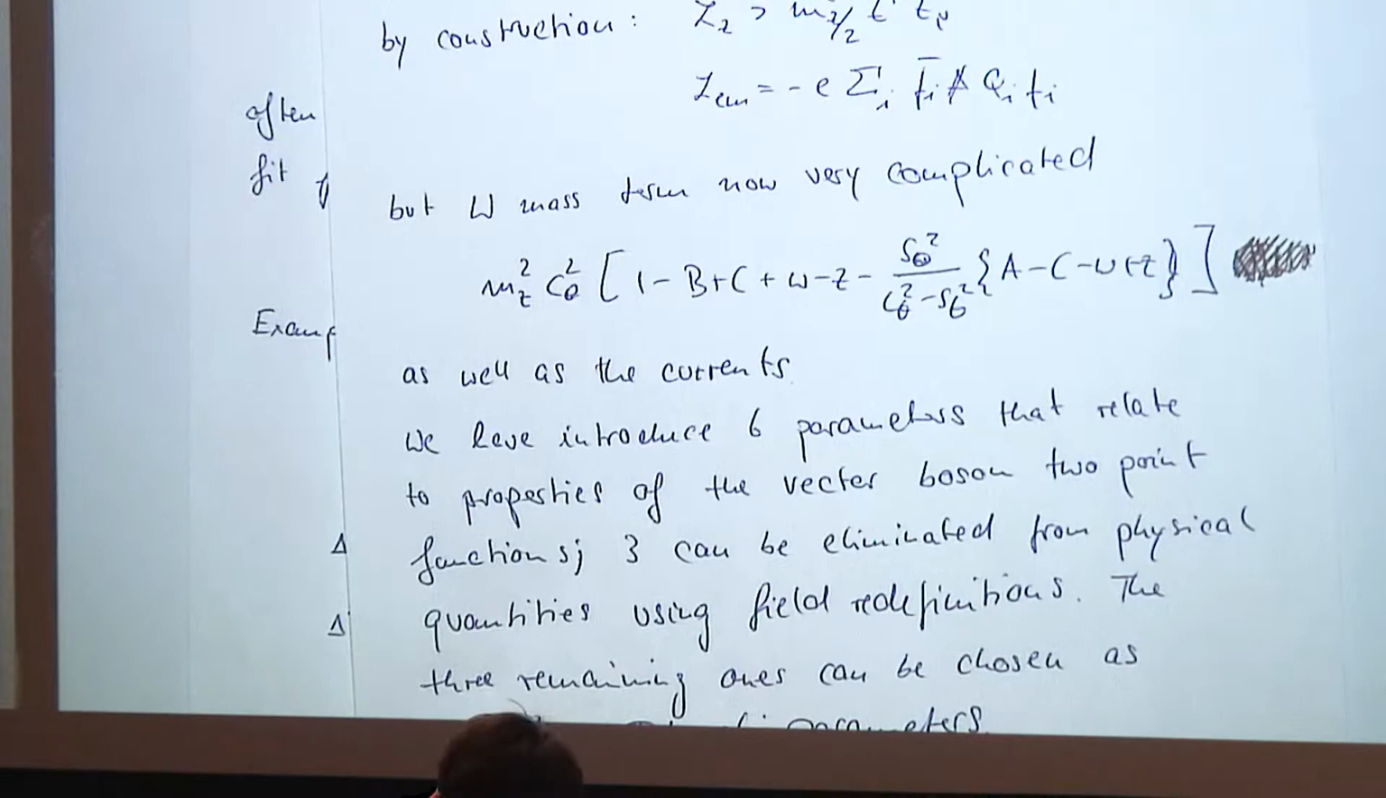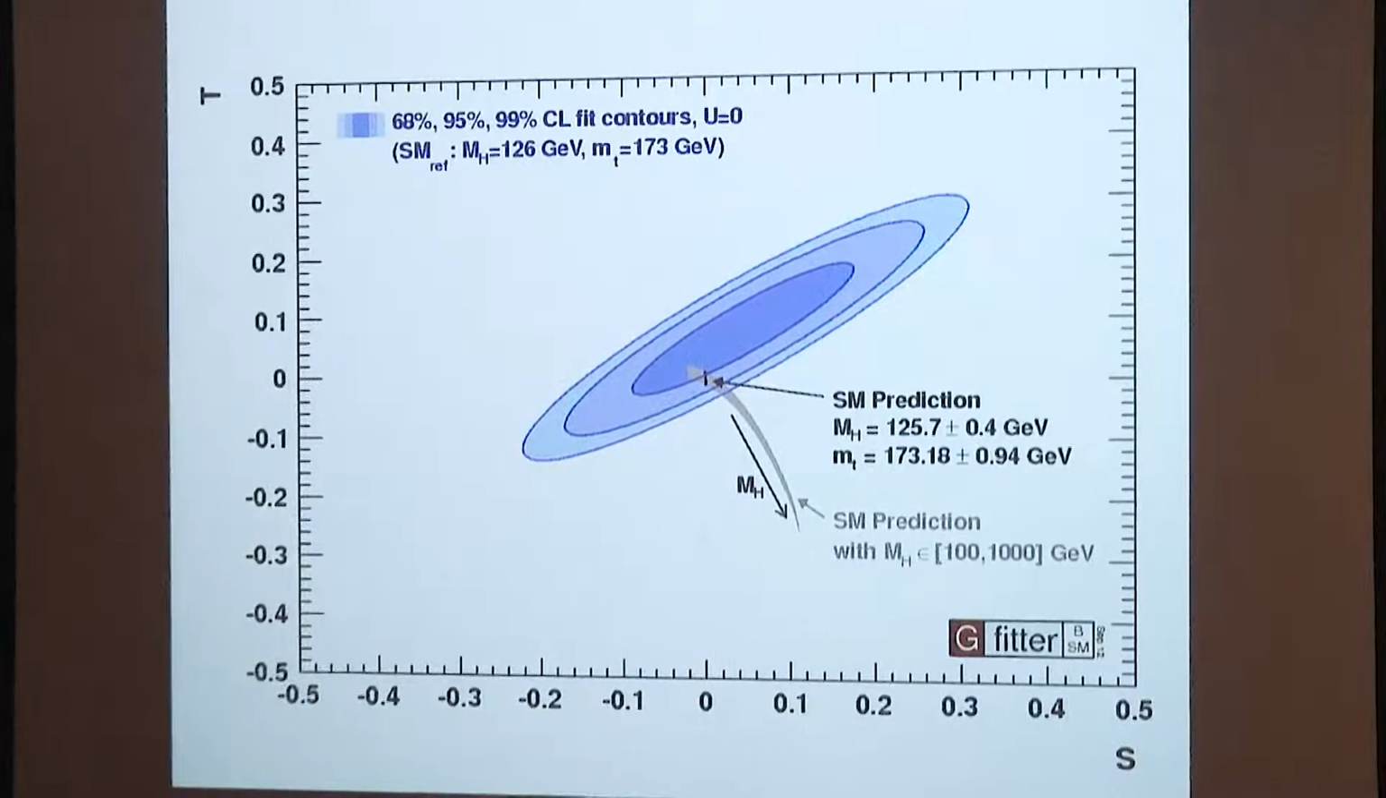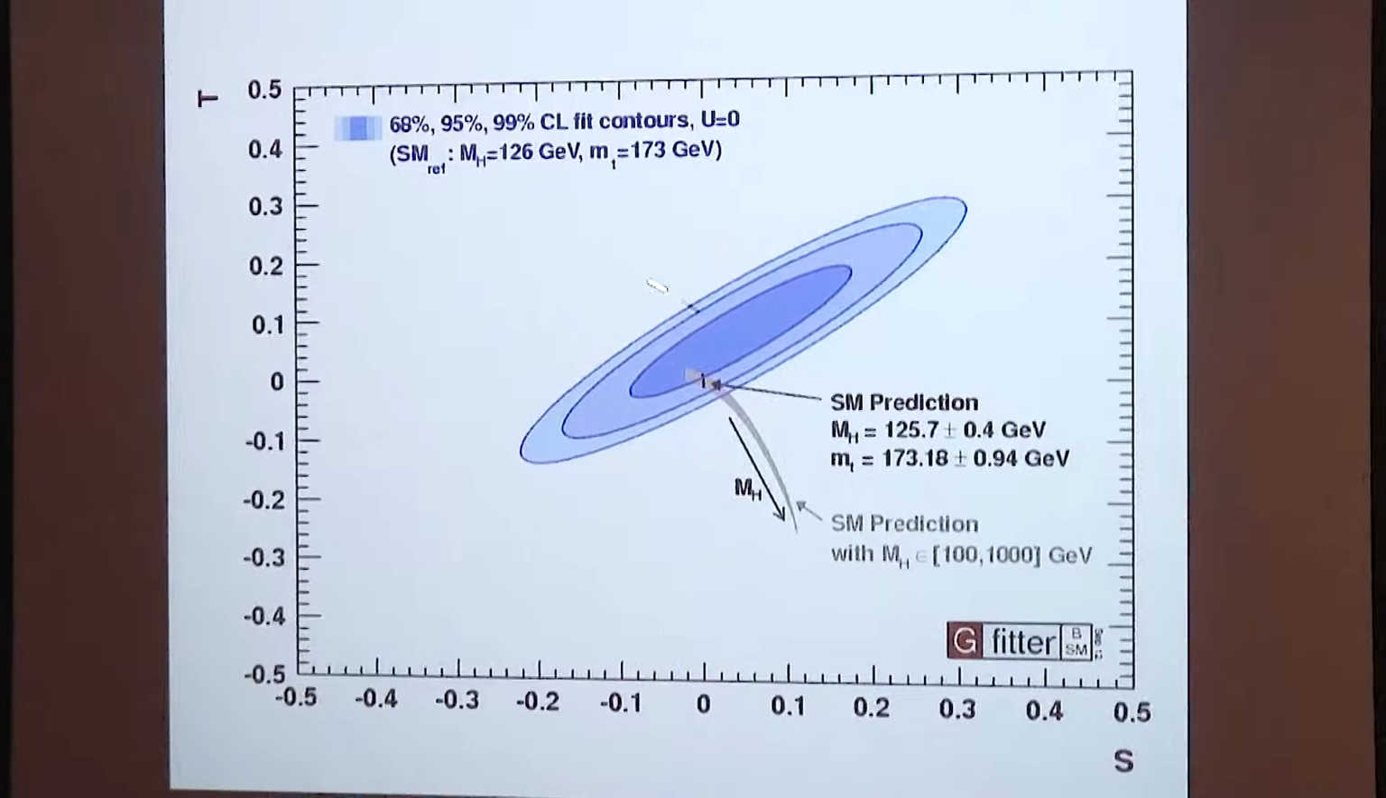Let's have a look, if I can operate this, at how constrained these parameters really are. Okay, so I think that's input one. There you have it. This is from the German collaboration GFitter. They do all the fancy electroweak physics stuff. They do complete electroweak fits using all sorts of stuff, including corrections like this. But they are also nice enough to break that down to our beloved S and T parameters.